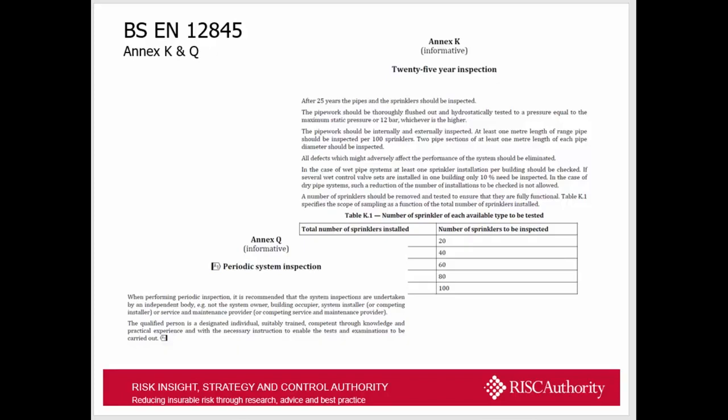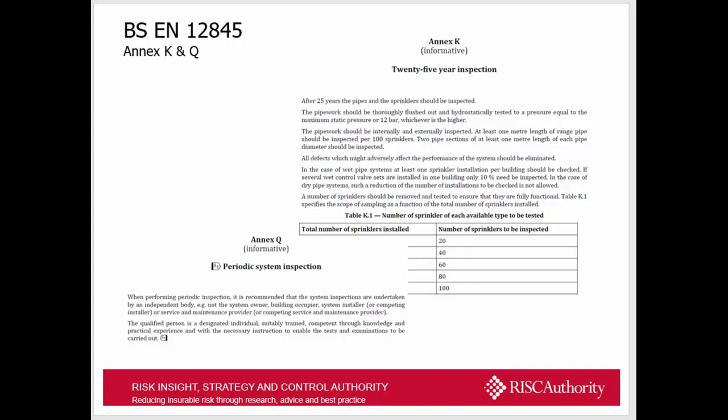Together, these service requirements range from weekly up to and including 25-year maintenance inspections. So Annex Q actually replaces clause 21 and calls for an independent annual inspection. And Annex K goes on to require sprinkler head inspections and pipework inspections, and these together represent the best practice for service and maintenance under BS EN 12845.